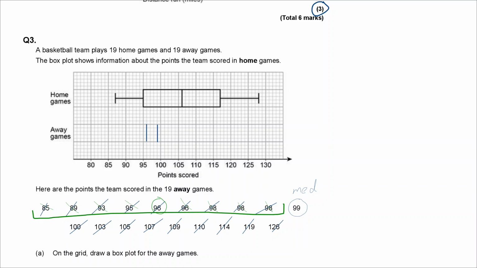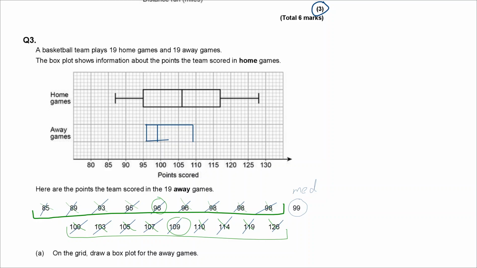Good. And then similarly, to get the upper quartile, look at everything to the right over here. And I cross off from the start and the end. Start and the end. Start, end, start, end. The upper quartile is 109. Let's go back to that one now. So 109 is the upper quartile over there. Good. Let's just join these together.